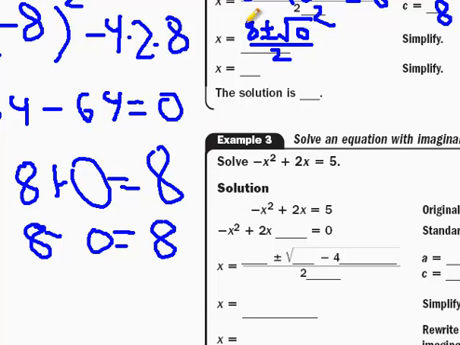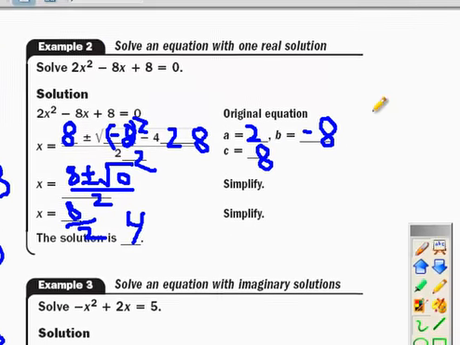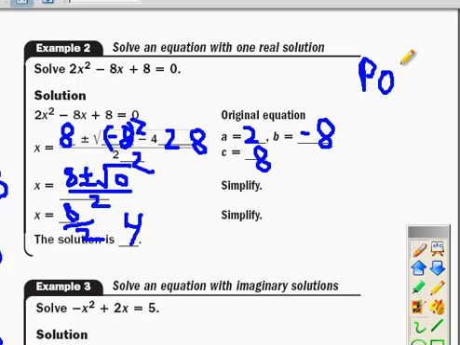Okay? So 8 plus or minus 0 is just 8. 8 divided by 2 is 4. And so I only have one solution when my discriminant is 0. That's nice to know. Now remember, on the last one I had two solutions. My discriminant was positive. So that's a pattern a little bit. Positive equals two solutions. 0 equals one solution. All right?